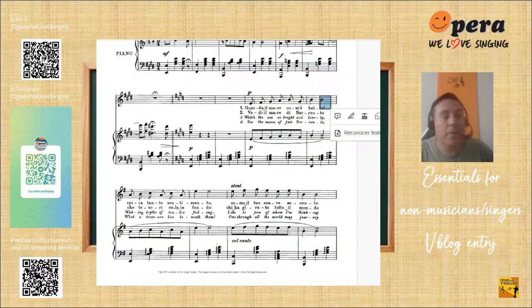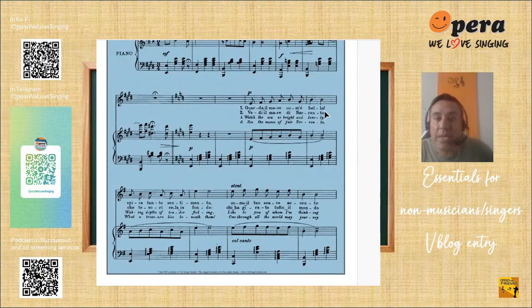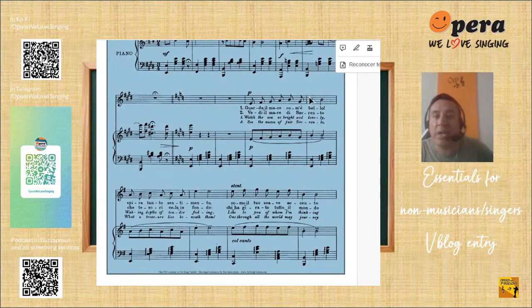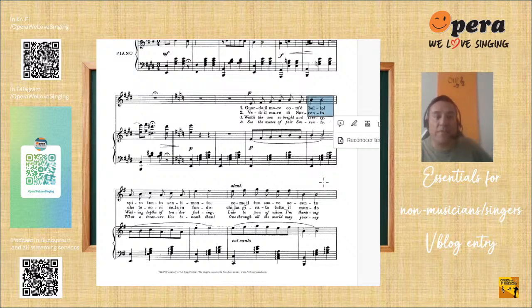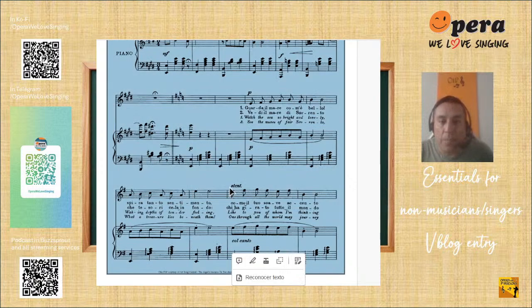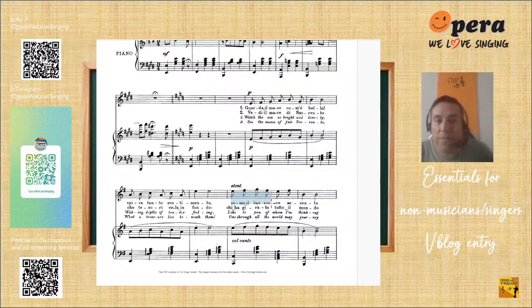Let me close the danza already. If this one lasts 2, then it is 1. And we have 3 values of a quarter. 1, 2, 3, 4, 5, 6. 6/8. That is the same as 3/4. Again, 1 plus 2, 3. 1, 2, 3, 4, 5, 6. 6 values of 8, which equals 3/4.